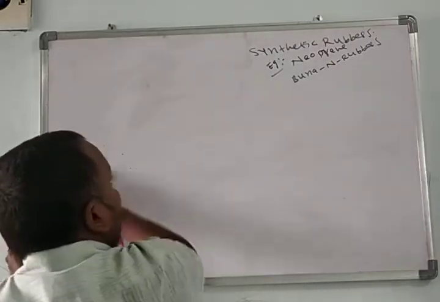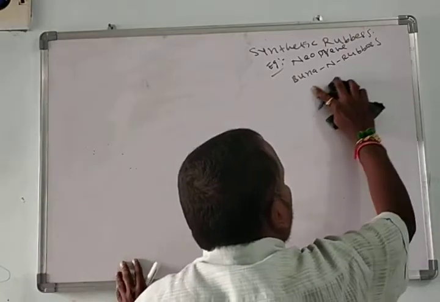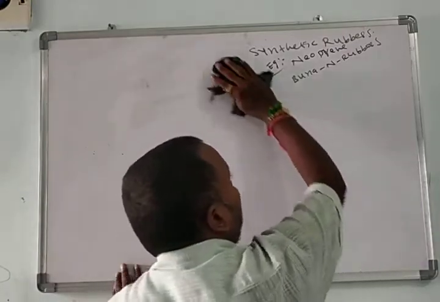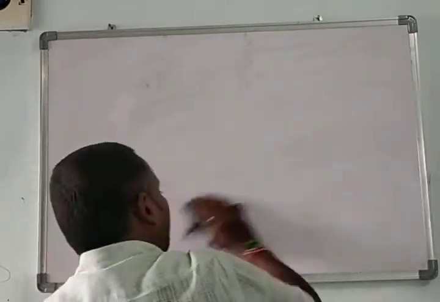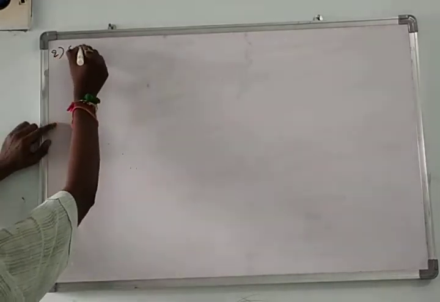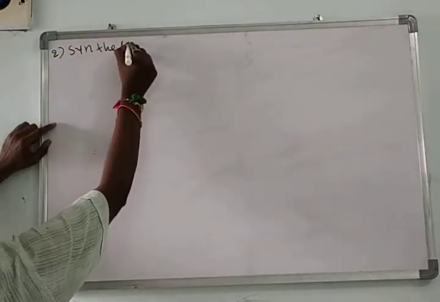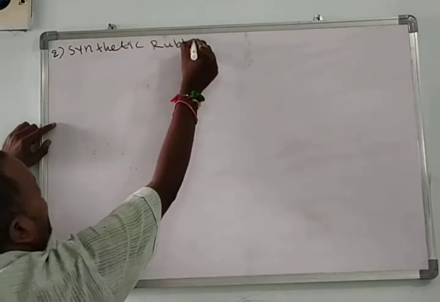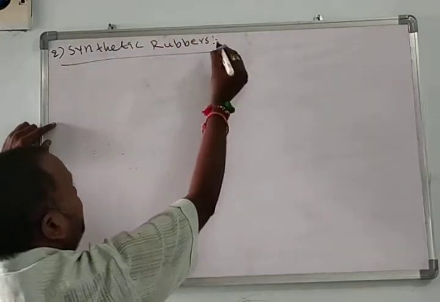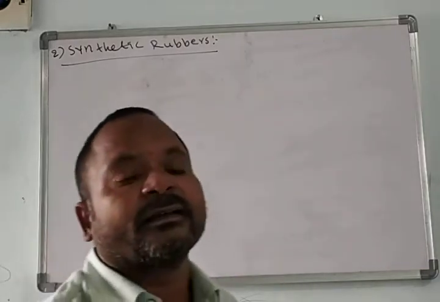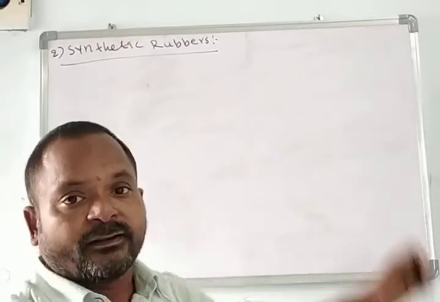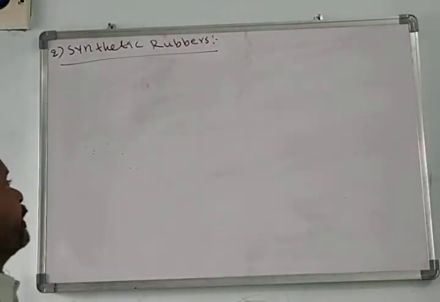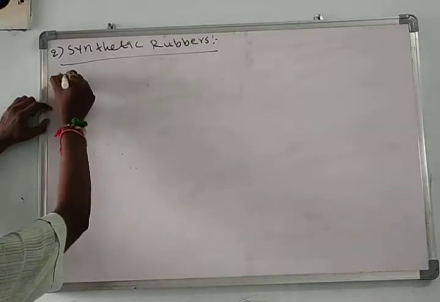Examples of synthetic rubbers: one is neoprene, and another important example is Buna-N rubber. We'll see in continuation how we prepare Buna-N rubber and neoprene. Synthetic rubbers are stiffer and have more strength. These are used for the preparation of many articles used in our daily life. An example is neoprene.